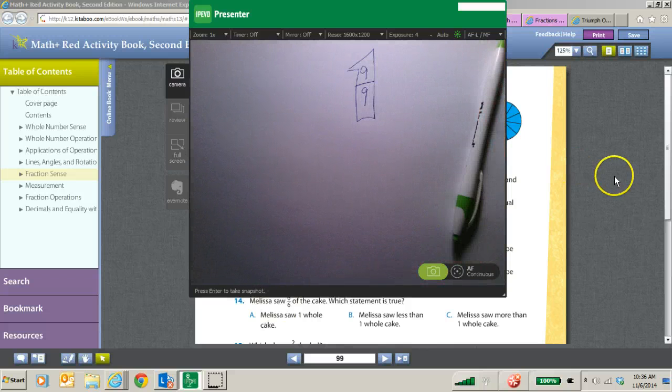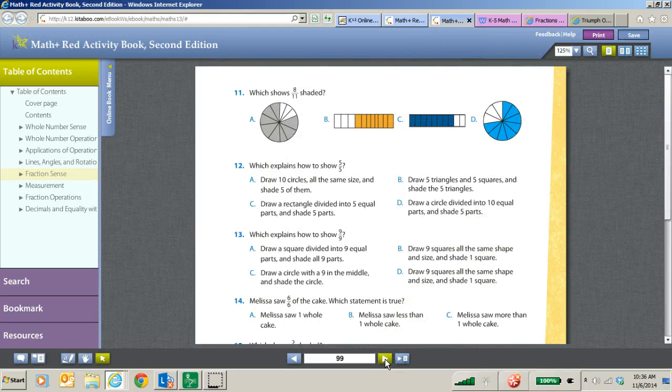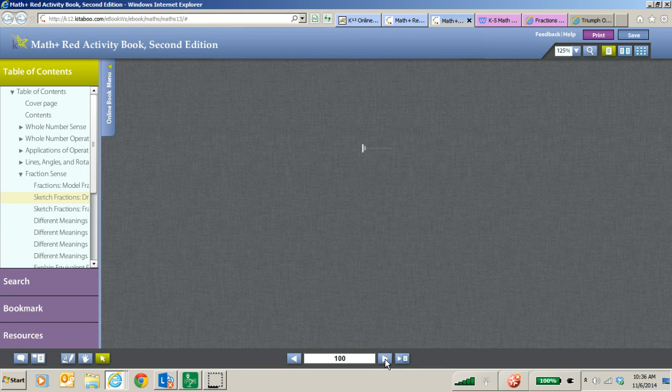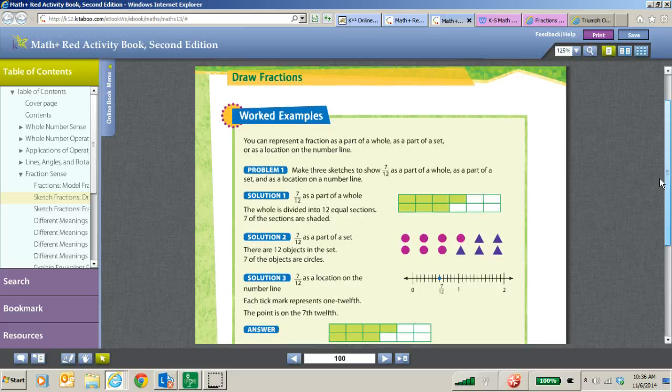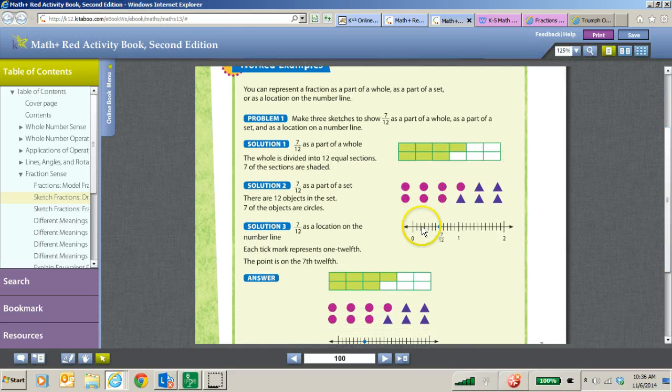So it's really important that they understand that concept, that you can have those numbers 7 over 7 or 9 over 9, but you're still representing one whole. Now we're going into sketch fractions. This is really important, especially right here on solution 3, because we want students to realize that you can represent fractions differently.